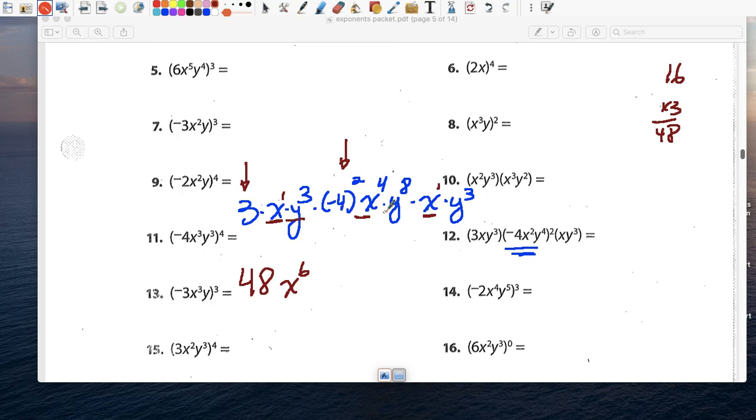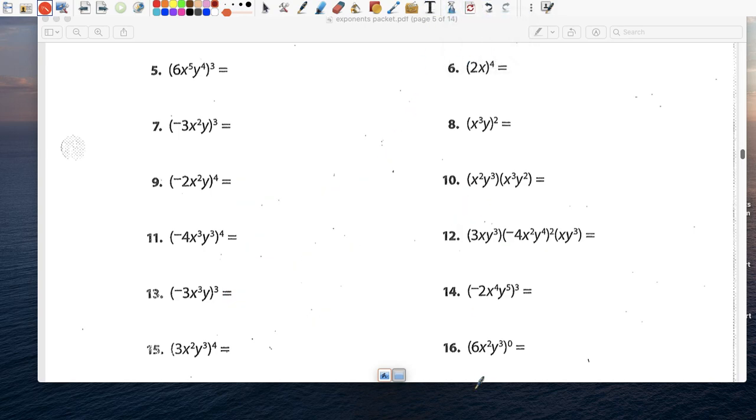Y's, I have a y to the 3rd, a y to the 8th, and another y to the 3rd. So keep the base, add the exponents. 3, 8, 3 is going to give me 14. That is what your final answer should look like.